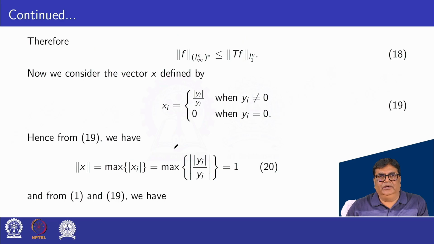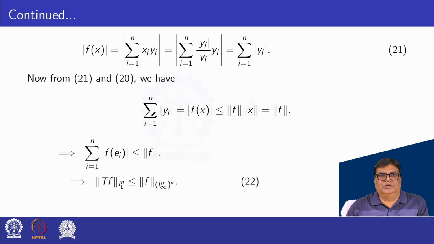And from 20, norm x is equal to 1. So summation i is equal to 1 to n mod yi less or equal to norm f. Yi is f of ei. Summation i is equal to 1 to n mod f of ei less or equal to norm f. F of ei is the element of L dash. Okay, so norm Tf under L1n norm less or equal to norm f L infinity n star.